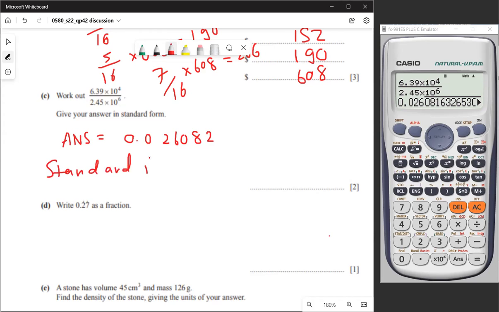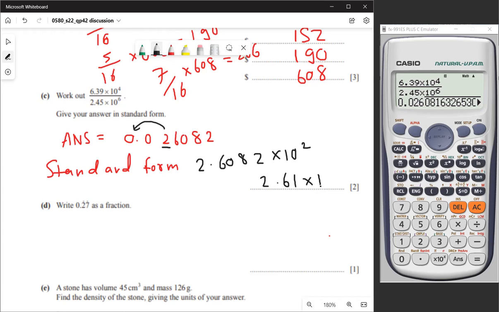Standard form. Our job is to bring one digit over here. Only the first digit. So we'll get 2.6082 as the answer. So how many times should I multiply? 100. So 10 raised to the power 2. So the answer is 2.61 into 10 raised to the power 2. We round it to 3 significant figures, sir. Okay, all right.